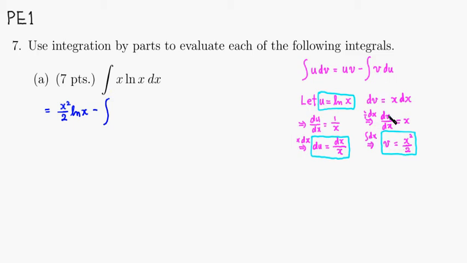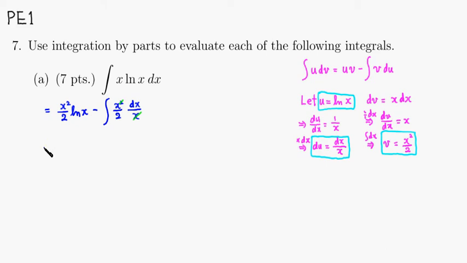v, which is x squared over 2, and du, which is dx over x. Alright, so we can cancel x on the bottom with one of the x's up here, so just scratch out the power there. Then we can take the antiderivative from there.